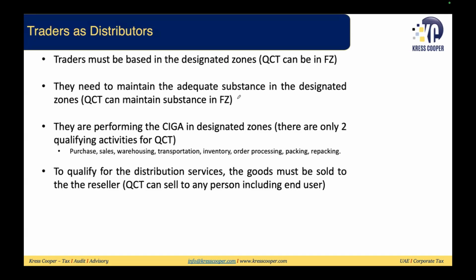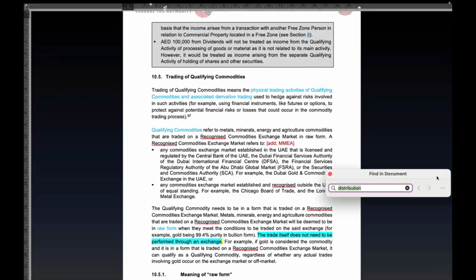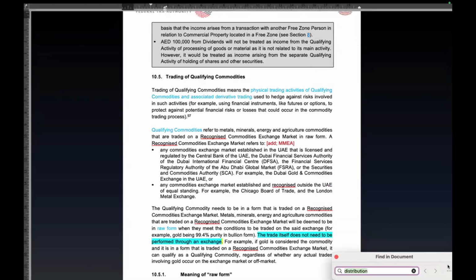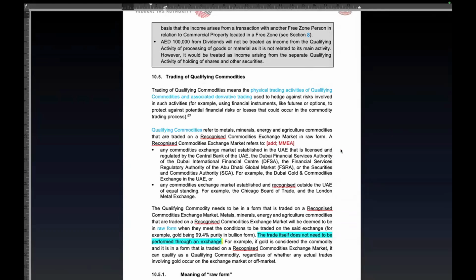Let's go through the guide very quickly. Okay, trading of qualifying commodities. For the trading of the qualifying commodities, okay, what has been written here? Trading of the qualifying commodities: physical trading of qualifying commodities and associated derivatives which are being used to hedge the risk related to this buying and selling of the commodities.